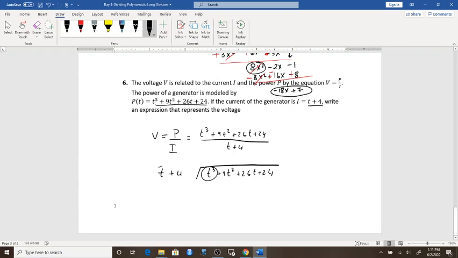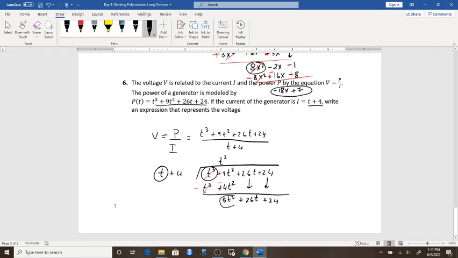We compare T cubed with T. Dividing T cubed by T gives us T squared. We multiply. T squared times T is T cubed. T squared times 4 is 4T squared. And we change the sign. So negative, negative. This simplifies. 9T squared minus 4T squared is 5T squared. We bring down the remaining two terms, 26T plus 24.